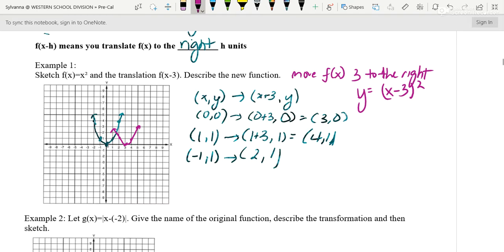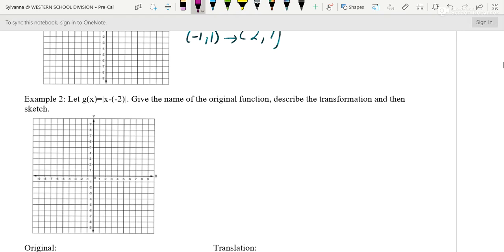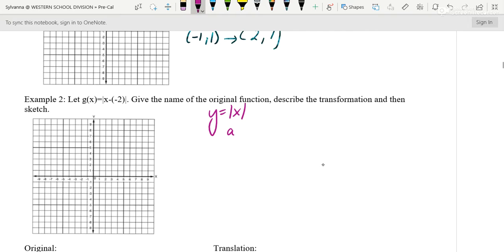Here's another example. We have an absolute value function here, and it says give the name of the original one because this is the transformed one, and then describe the transformation and then sketch it. So our original function is y equals absolute value x, and this is the absolute value function.